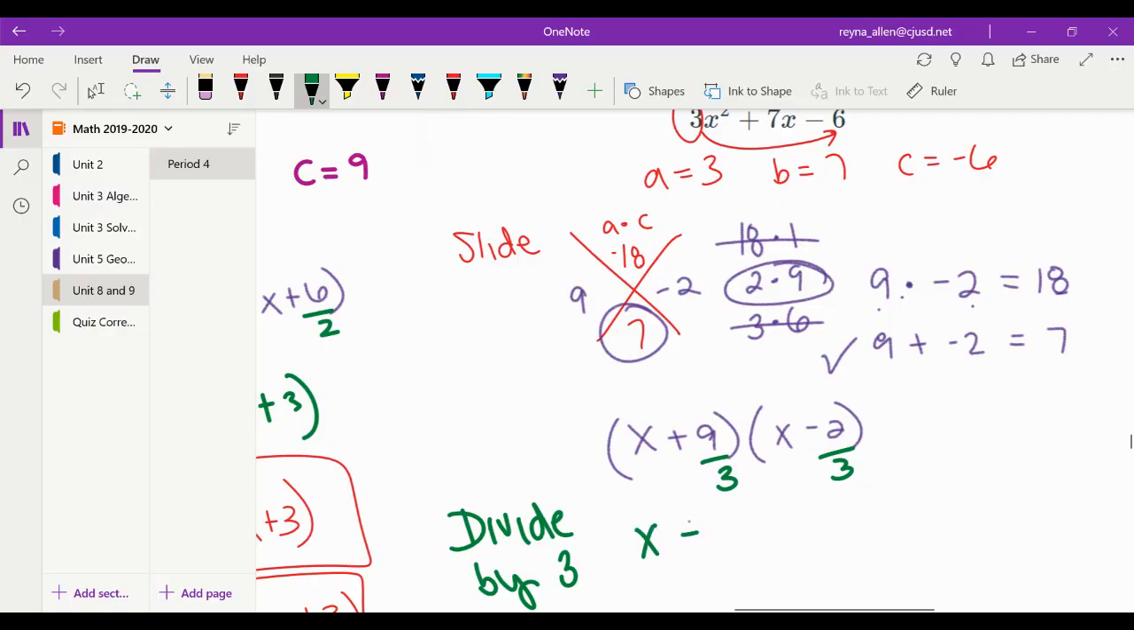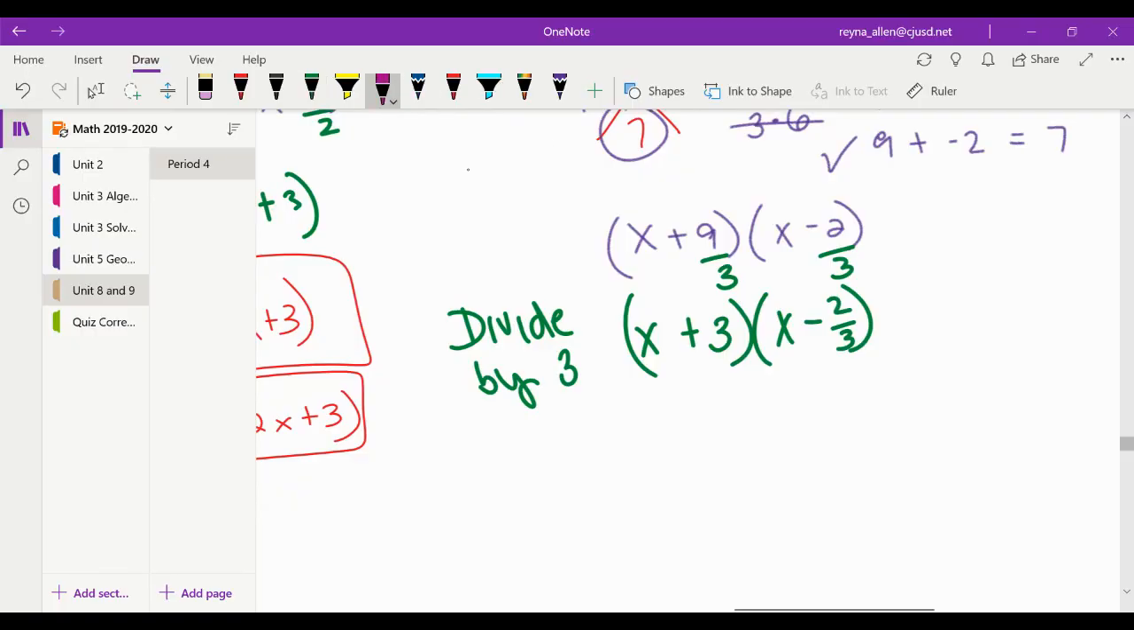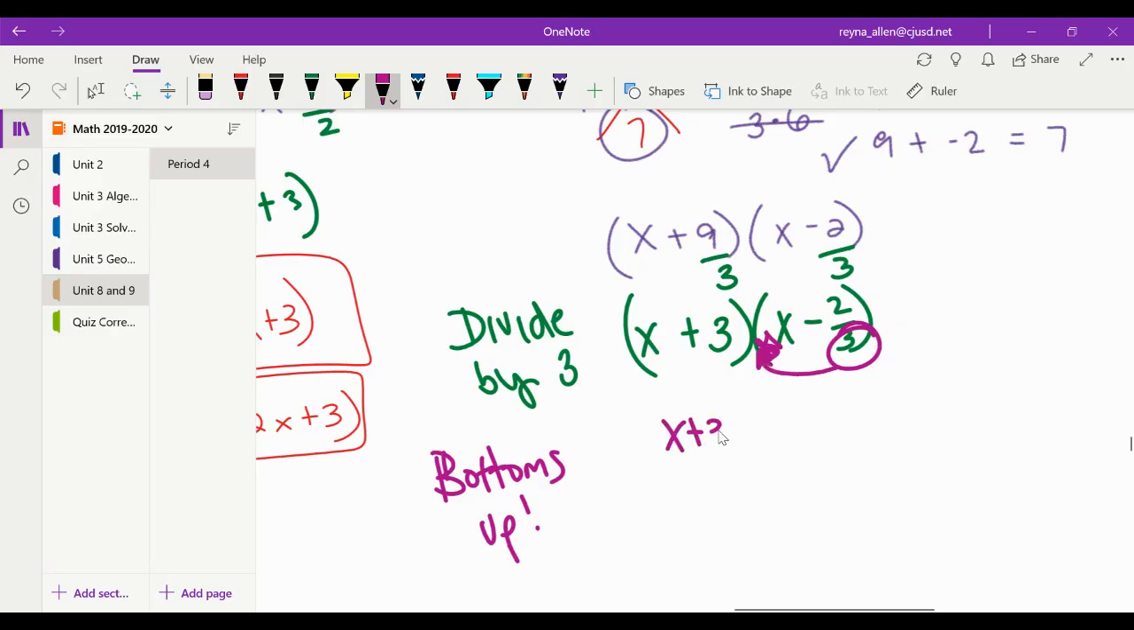And then we have to simplify here. 9 divided by 3 is 3. This one we cannot simplify. So that leaves our last step. Bottoms up. So take the denominator, move it to the front. 3x minus 2. That is your answer.